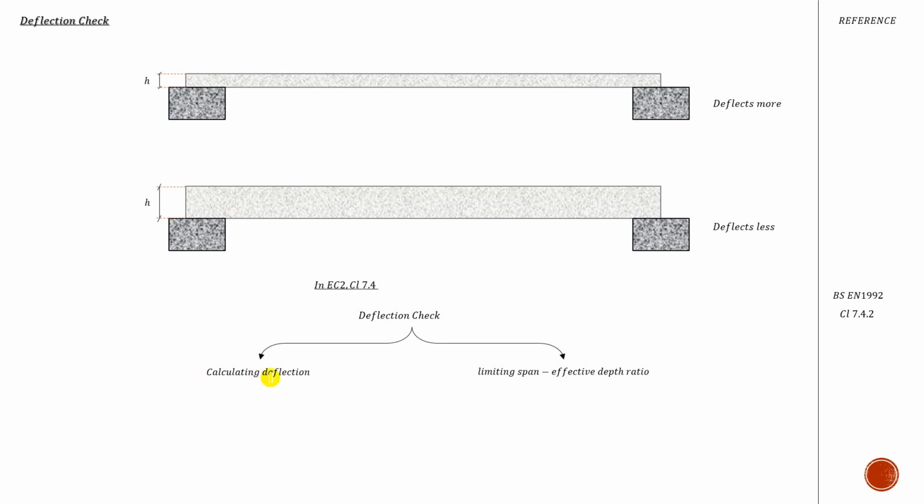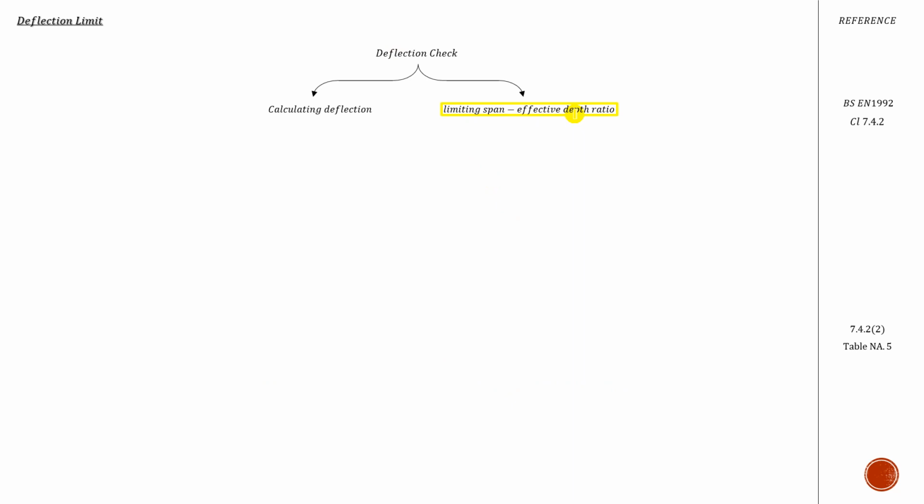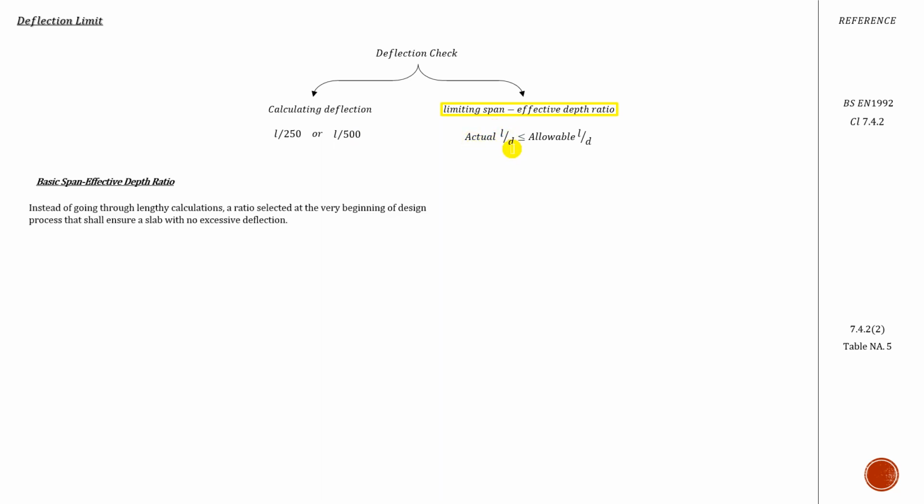Either you calculate the deflection in millimeters, which is a lengthy, difficult process and not very common, or the easier method, which is also very common, is to limit your span to effective depth ratio. Now this is the method I'm going to use, obviously. The first method is very lengthy: you find your deflection in millimeters and then compare it with L over 250 or L over 500. But in this method you don't have to do all of that. You don't have to find the deflection in millimeters. You need to limit your effective span to effective depth ratio up to this allowable L over D.